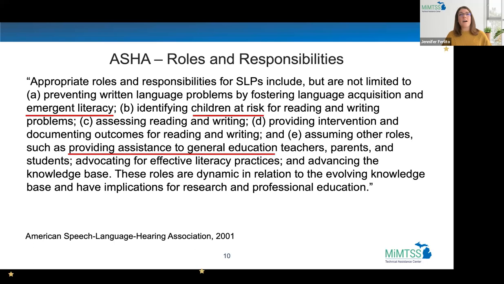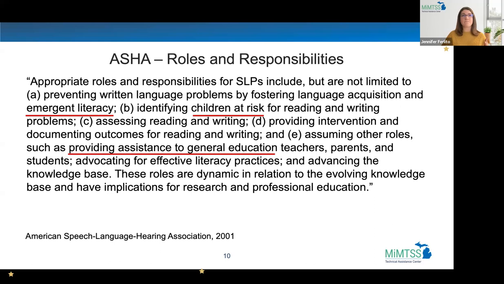And then the next point that kind of sticks out to me in this statement is about assisting general education teachers. Speech language pathologists are the experts in phonemes, the consonant chart, the vowel chart, how language impacts all academic areas. So it is extremely powerful to partner with our colleagues and spread this knowledge.